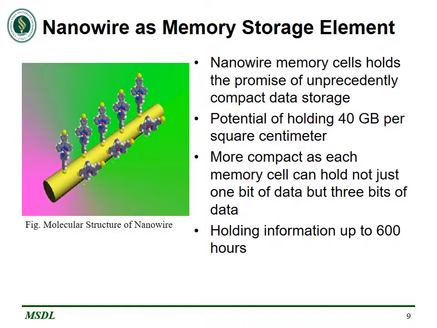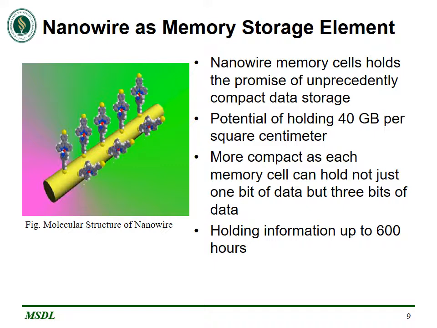Nanowire as a memory storage element. A transistor architecture using a molecular structure is shown in the figure. A nanowire memory cell holds the promise of unprecedentedly compact data storage. Researchers have successfully tested a self-assembled molecular memory device that has the potential of holding 40 gigabits per square centimeter, far greater than any kind of memory made by conventional silicon technology.